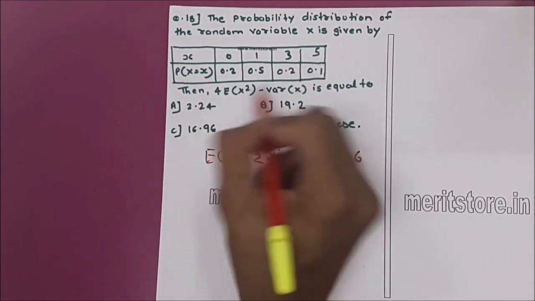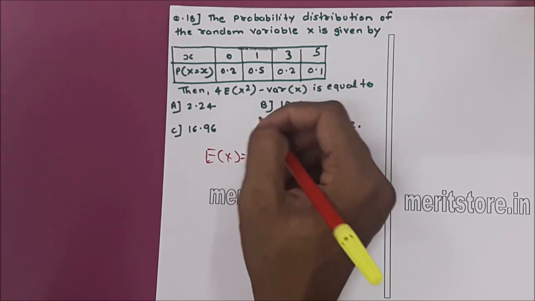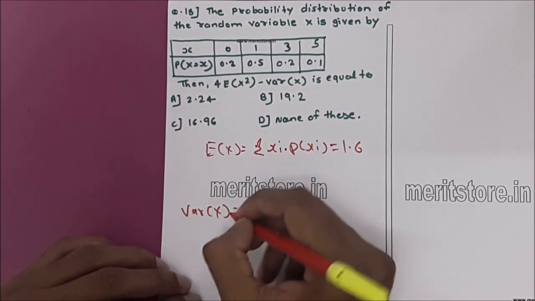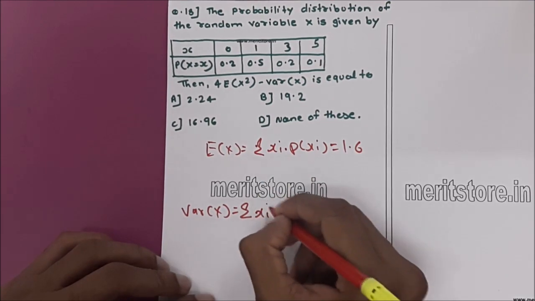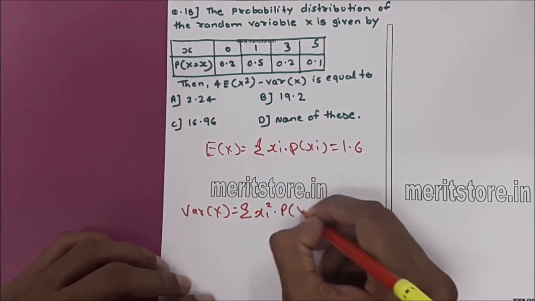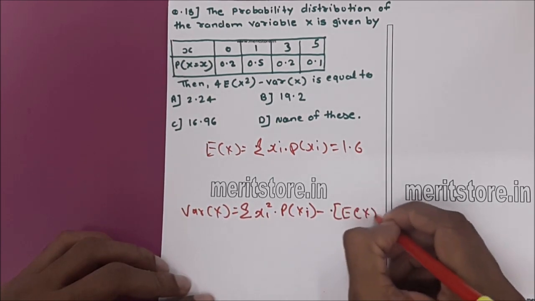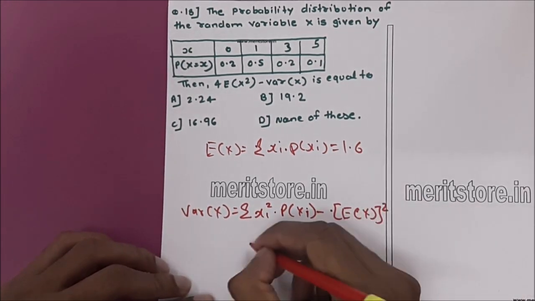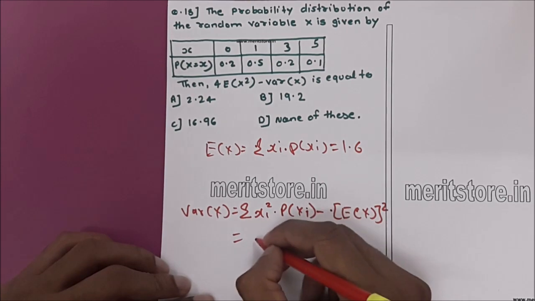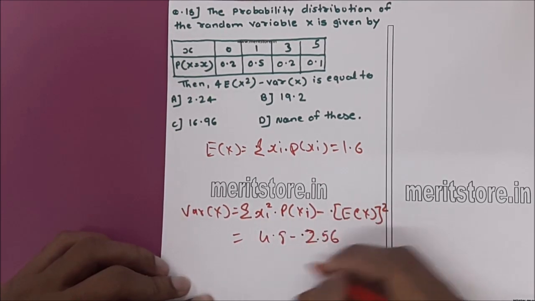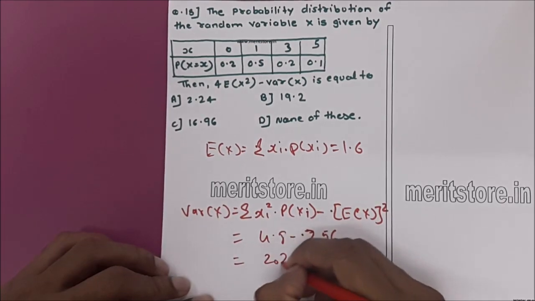After adding all the probabilities, the variance of x is equal to the summation of xi square into P of xi minus E of x the whole square. We substitute all the values, we get 4.8 minus 2.56, which is equal to 2.24.